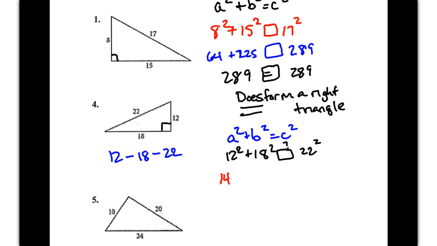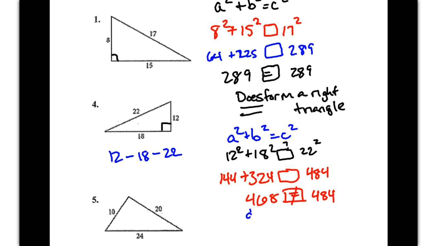So 12 squared is 144. 18 squared is 324. And we'll see if that's equal to 22 squared. Bigger numbers here. 22 squared is 484. So when we add 144 and 324, add them up, we get 468 and 484. So we actually find that they aren't equal to each other. So since they're not equal, we can put a little not equal to symbol in there, just an equal sign with a slash through it. We find that it does not form a right triangle.